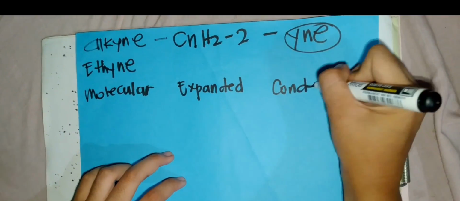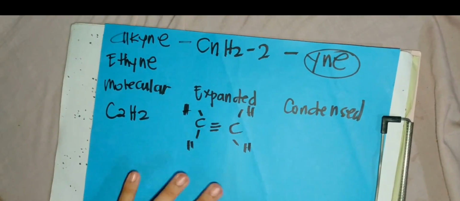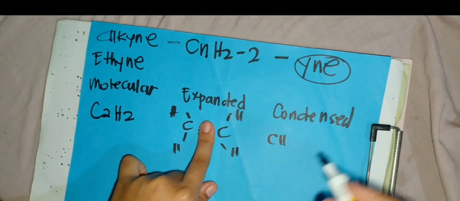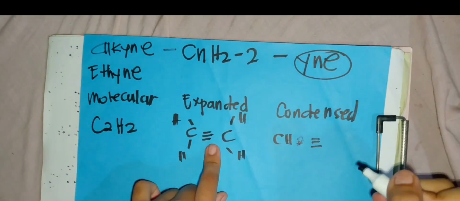So our first example is ethyne. We have molecular, expanded, and condensed. So, anong molecular ng ethyne? C2H2. So, ang ethyne is merong 2 carbon. So, nasa alkyne tayo, so magiging triple bond na siya. And then, let's bond with hydrogen. So, ang condensed niya is magiging CH triple bond CH.